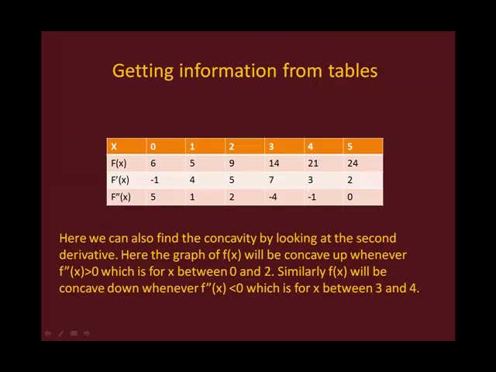Similarly, f of x will be concave down whenever we have a second derivative that's negative. So we look for the negative numbers, which is between 3 and 4. So we know that between 3 and 4, we will be concave down because the second derivative is negative. And when we get to 5, we'll see that we are at 0, so it's neither concave up or concave down. So again, you're just looking at the sign. The number itself for a second derivative is not too important to us. What we're looking for is whether it's positive or negative, so we can say something about the concavity. So now would be a good time to try the homework from Chapter 2, Section 4.